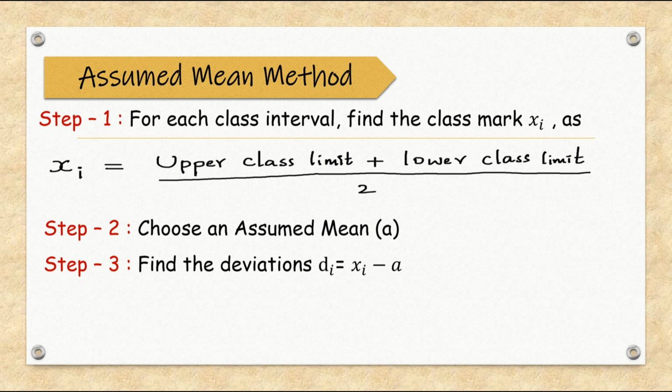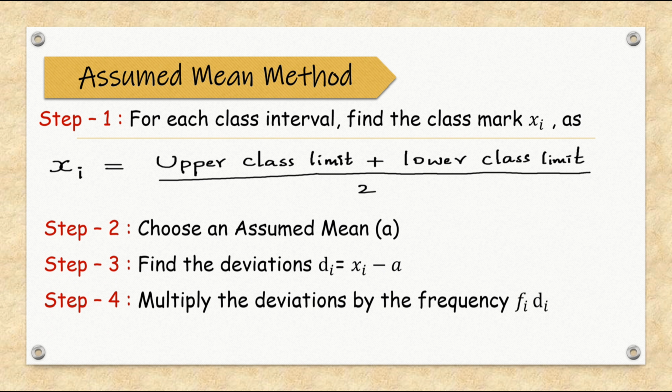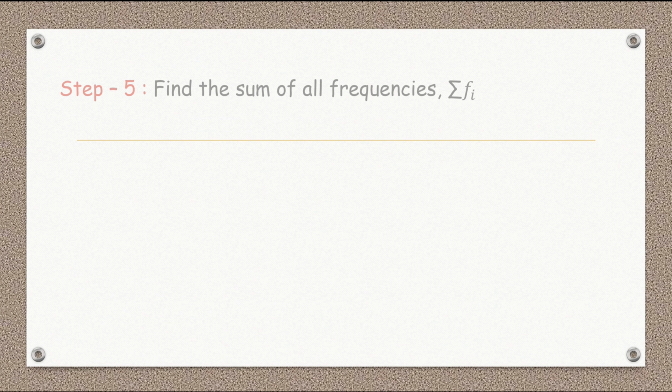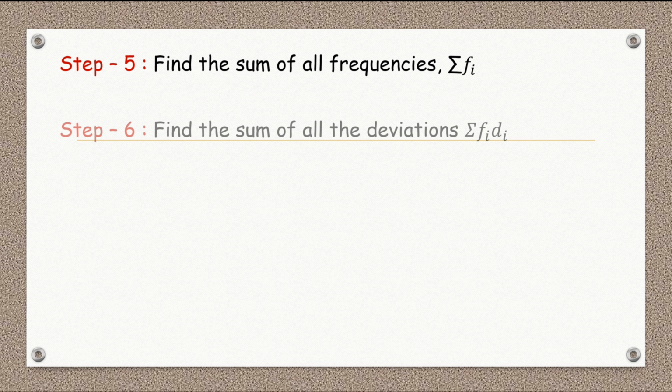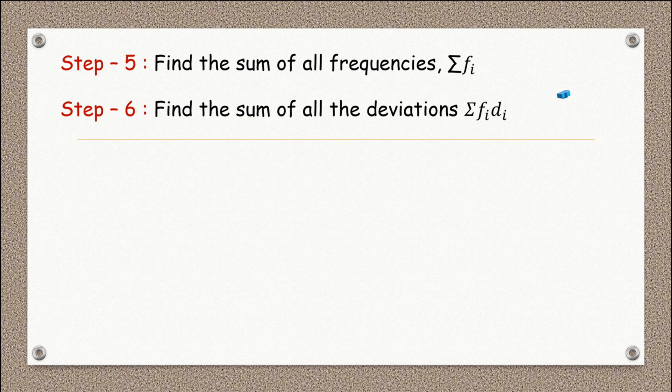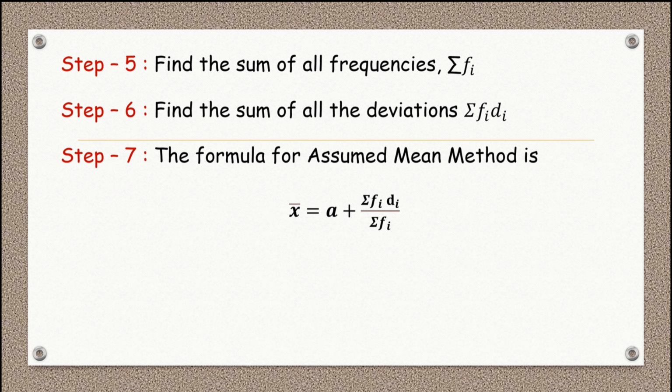Step 3. Find the deviations. For each class mark, subtract a to get the deviation. The formula for deviations is di is equal to xi minus a, where xi is the class mark and a is the assumed mean. Step 4. Multiply the deviations by the frequency. For each class, multiply the frequency fi and deviation di. Step 5. Find the sum of all frequencies, that is summation fi. Step 6. Find the sum of all these products, that is summation fi di. The formula for the assumed mean method is x bar is equal to a plus summation fi di divided by summation fi.